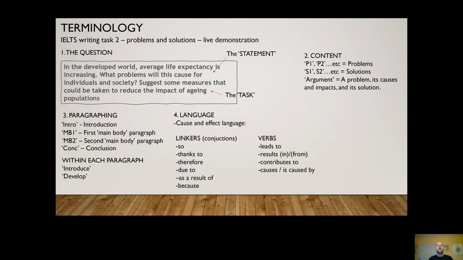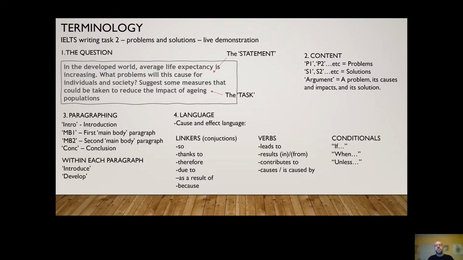We can also use verbs to express the same function. Pollution results from industry. Industry is the cause, pollution is the result. Or in the case of problems and solutions, education will lead to a reduction in obesity. Education is the cause and a reduction in obesity is the result.